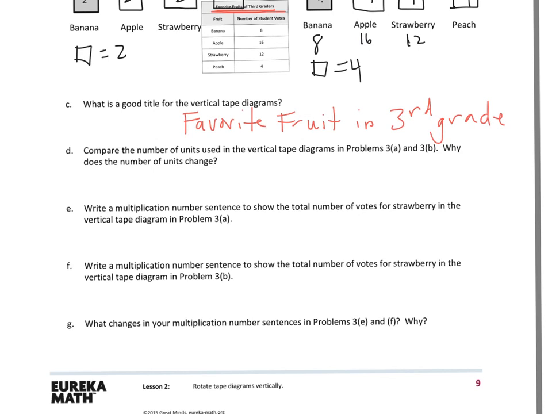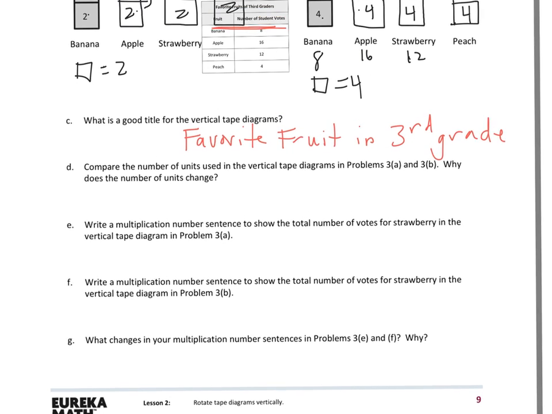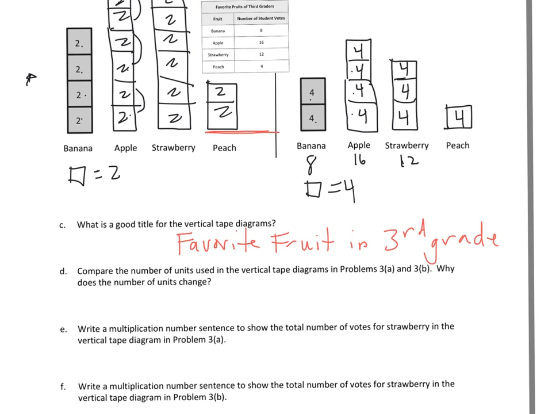D says compare the number of units used in the vertical tape diagrams in problems 3A and B. Why does the number of units change? So we're comparing these with these. And one of them is using units of 2, which we talked about, and the other is using units of 4. So in B, which is this one over here, looks like there's less units or less boxes, and there are, because each unit is worth more.